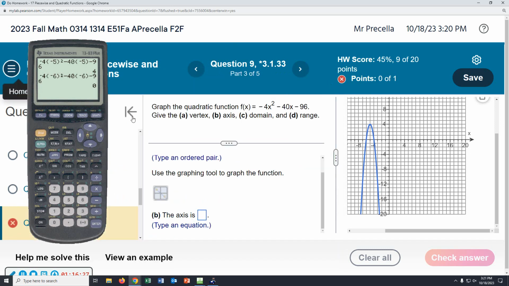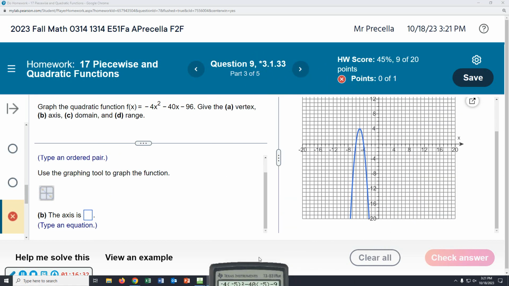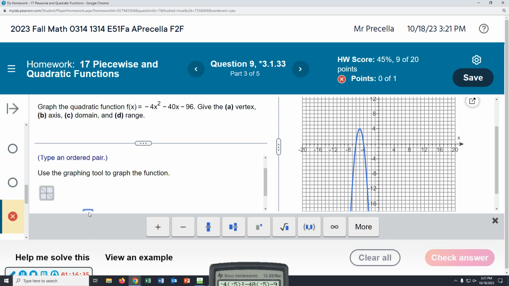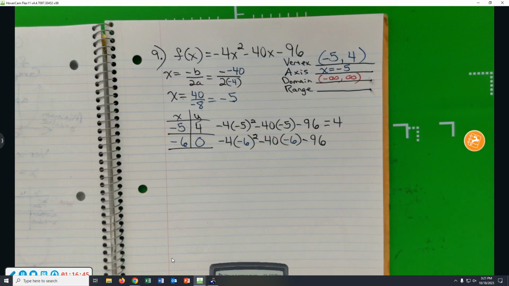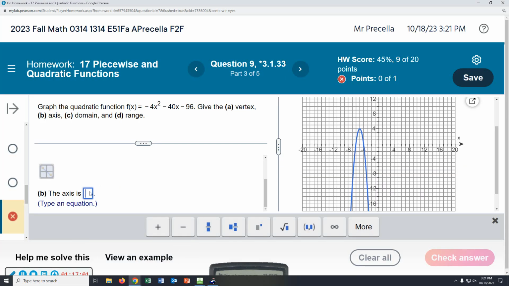But then you got that calculator in the way. Well, okay. And now we're ready to write in the axis. It says type an equation. Well, we know the axis equation. It was, let's switch back over here. x equals, realize it has to be written as x equals, just like the vertex has to be written as an ordered pair. So x equals negative 5. Type it in, Tony. x equals negative 5.